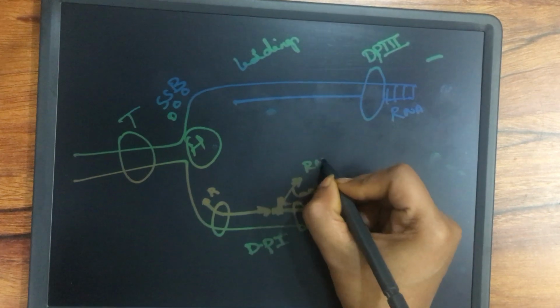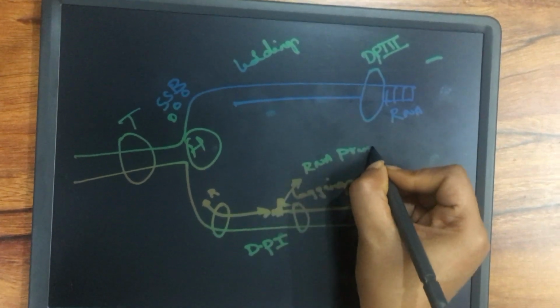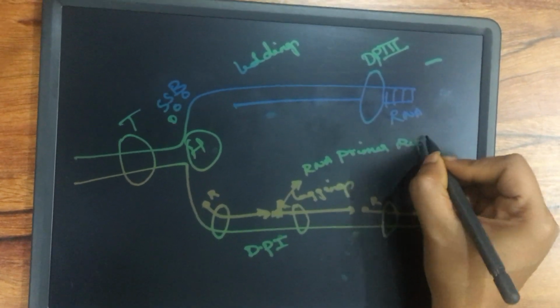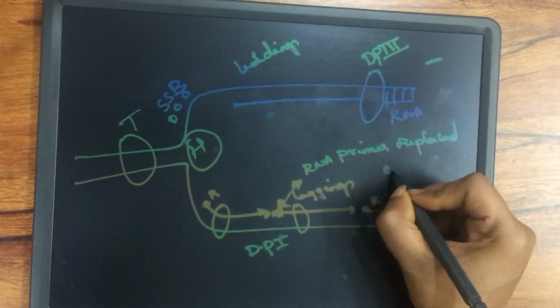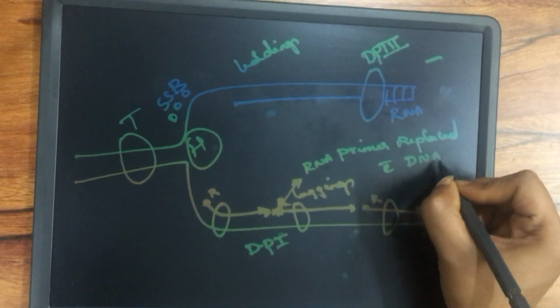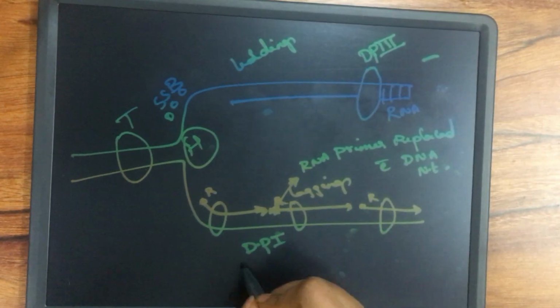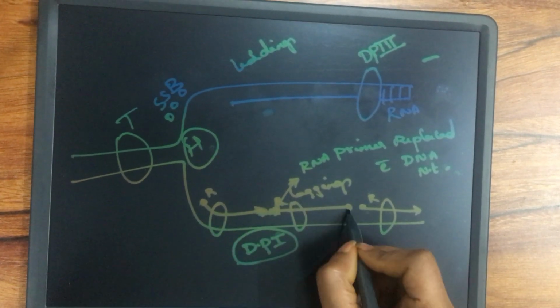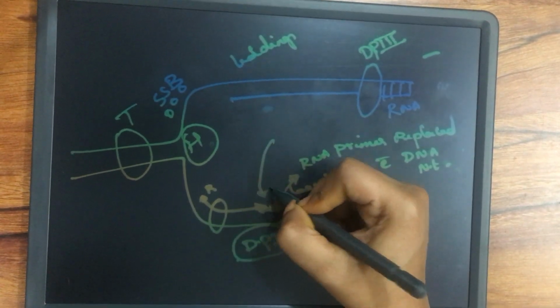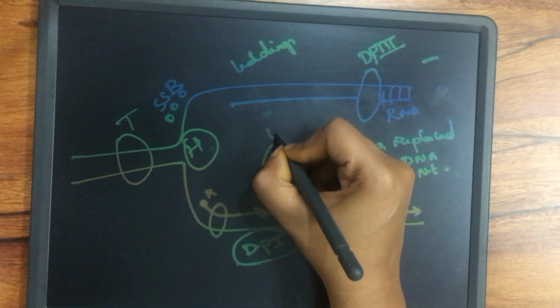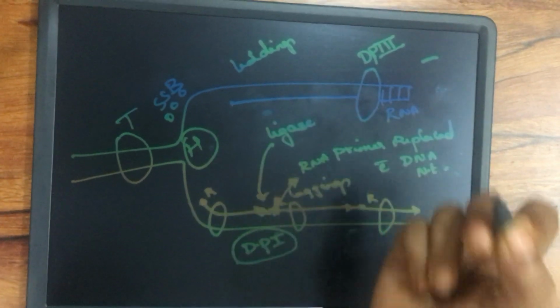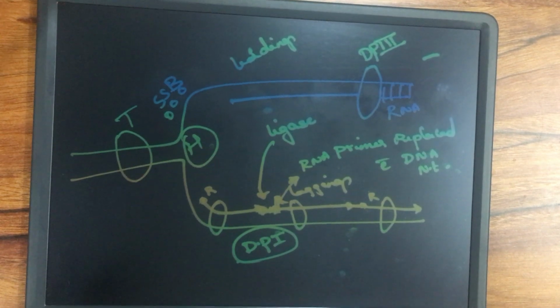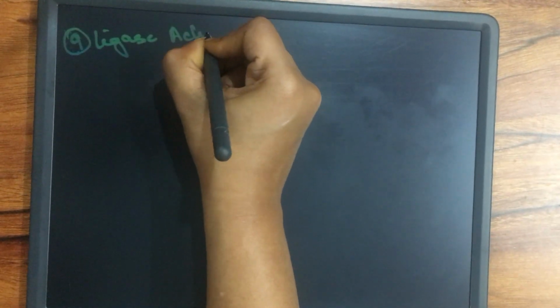Okay, this RNA primer is replaced with DNA nucleotides by the action of DNA polymerase 1. Now here the joining must be done between these fragments, which is done by ligase action. Okay, so the ninth step is ligase action.